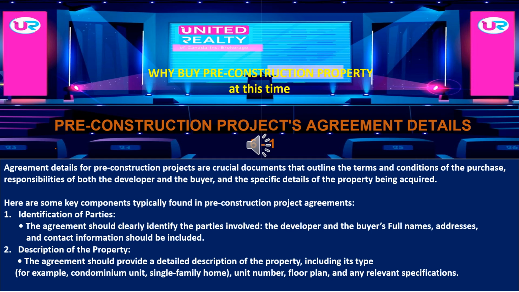1. Identification of parties. The agreement should clearly identify the parties involved. The developer and the buyer, full names, addresses, and contact information should be included. 2. Description of the property. The agreement should provide a detailed description of the property, including its type, for example condominium unit, single-family home, unit number, floor plan, and any relevant specifications.